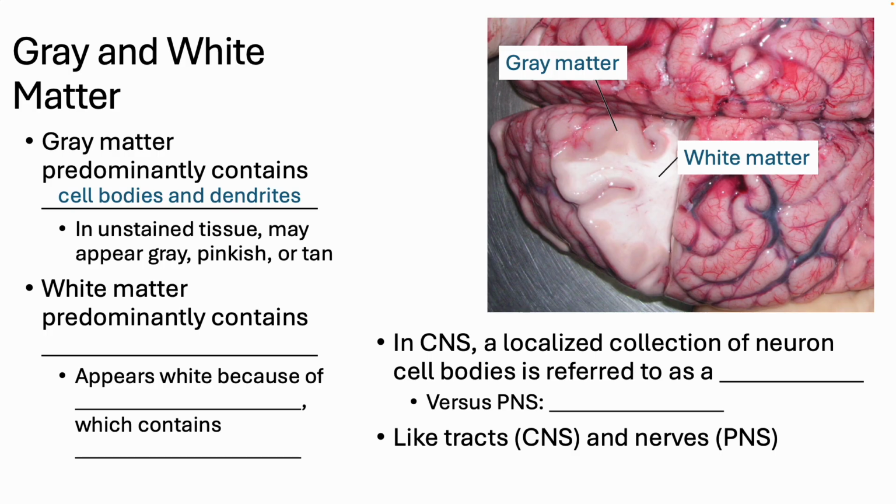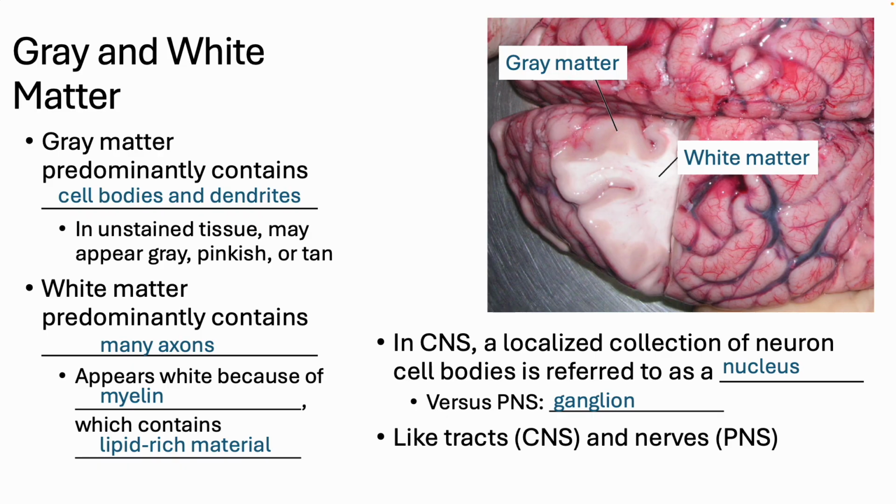And then the white matter predominantly contains axons. Recall that the axons are what have the myelin sheaths, and the myelin, which is a lipid-rich material, is what gives it its whiter color. In the central nervous system, a localized collection of neuron cell bodies is referred to as a nucleus, versus in the peripheral nervous system, where they're known as ganglia.